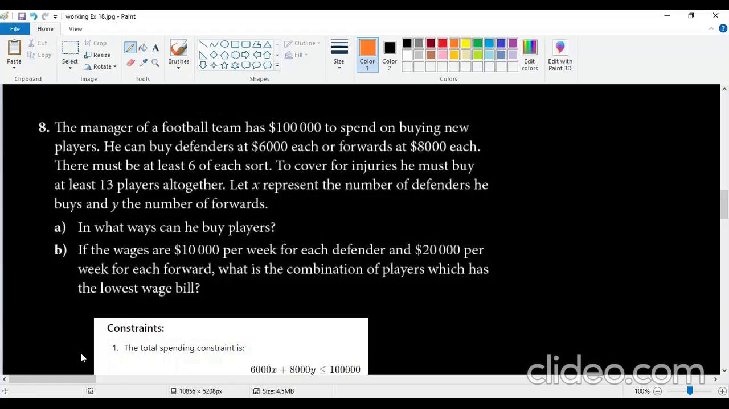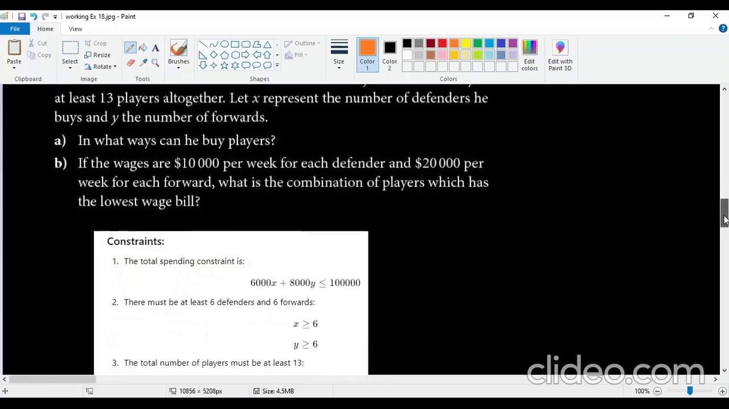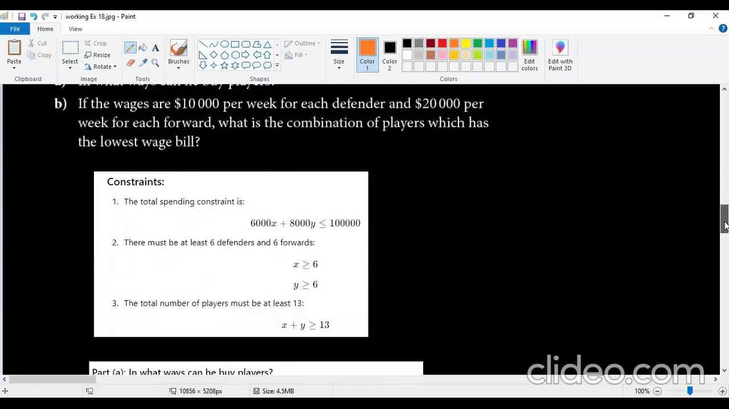Second is, if wages are 10,000 per week for each defender and 20,000 per week for each forward, what is the combination of players for which he has the lowest wage bill? So first of all we go for the constraints. What are the constraints? Total expenditure should not be more than 100,000, with 6,000 for defenders and 8,000 for forwards. This is the first inequality you come up with.